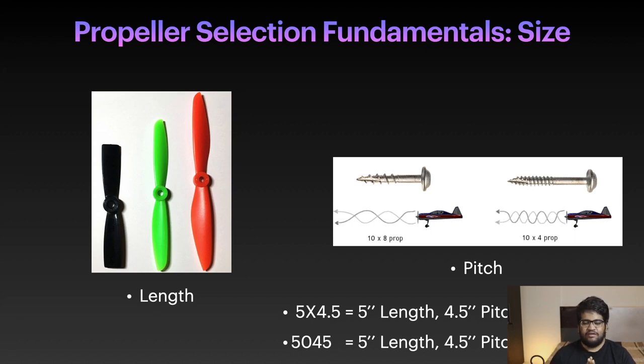Simple and straightforward calculation. The pitch, as you can see in the right diagram, is how much distance the body travels in one rotation. So if your propeller has a pitch of 8, it will travel 8 inches in one rotation. If it has 4, it will travel 4 inches in one full revolution.